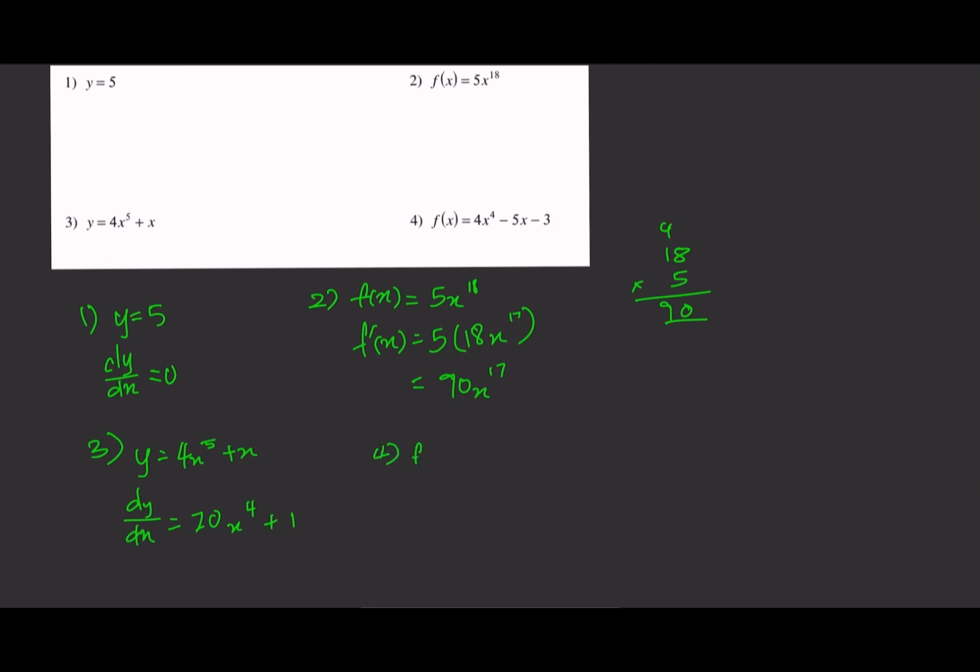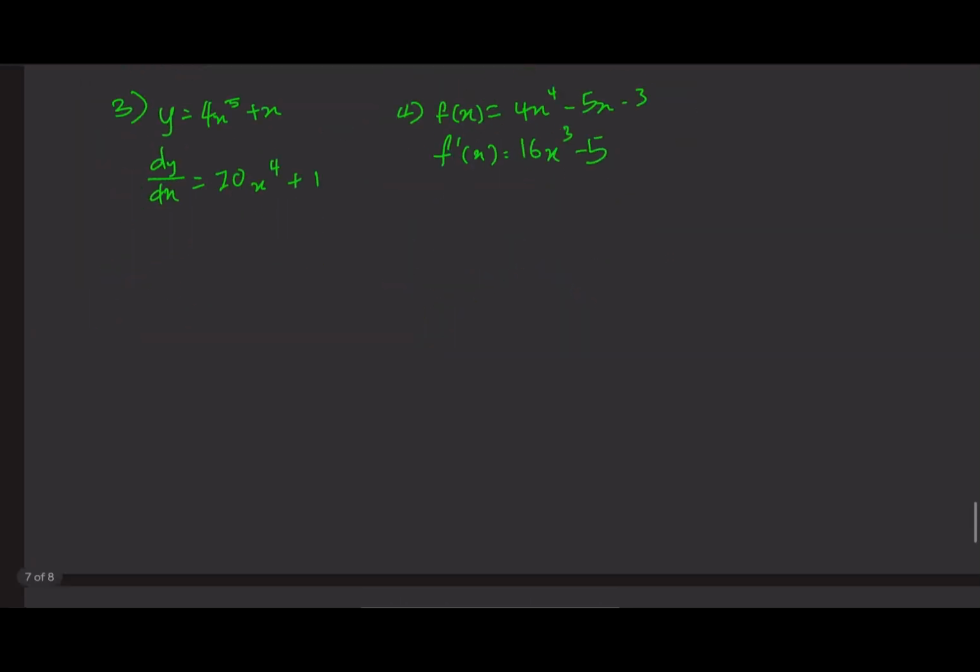Question 4, we have f(x) equals 4x^4 minus 5x minus 3. We differentiate: f'(x) equals 4 multiplied by 4, 16, x^(4-1), x^3, minus 5, because when you differentiate x you get 1, and minus 3, nothing, right? Great. Now we'll move on into slightly more complex questions, right?